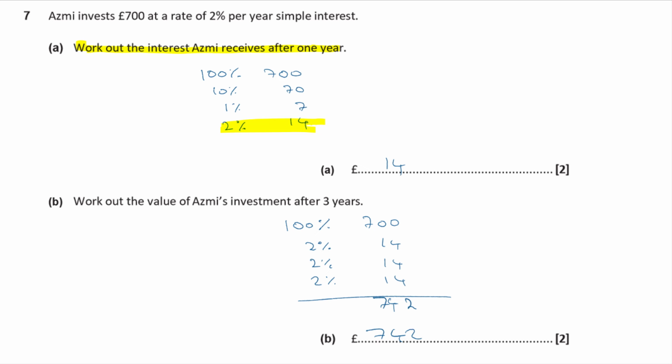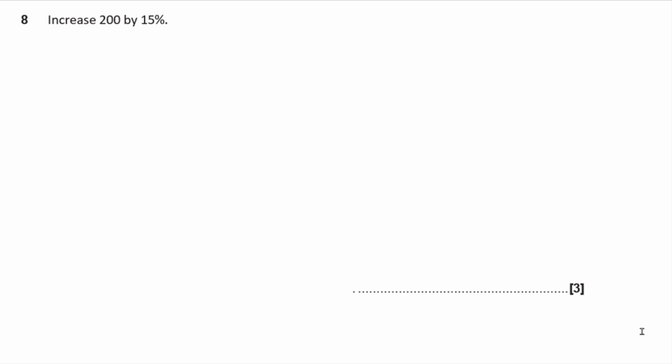Wouldn't quite be the same if it was compound interest, obviously, because you get interest on your interest, but here you just add 3 lots of the interest on if it's simple interest. Easy squeezing. Question 8, increase 200 by 15%.